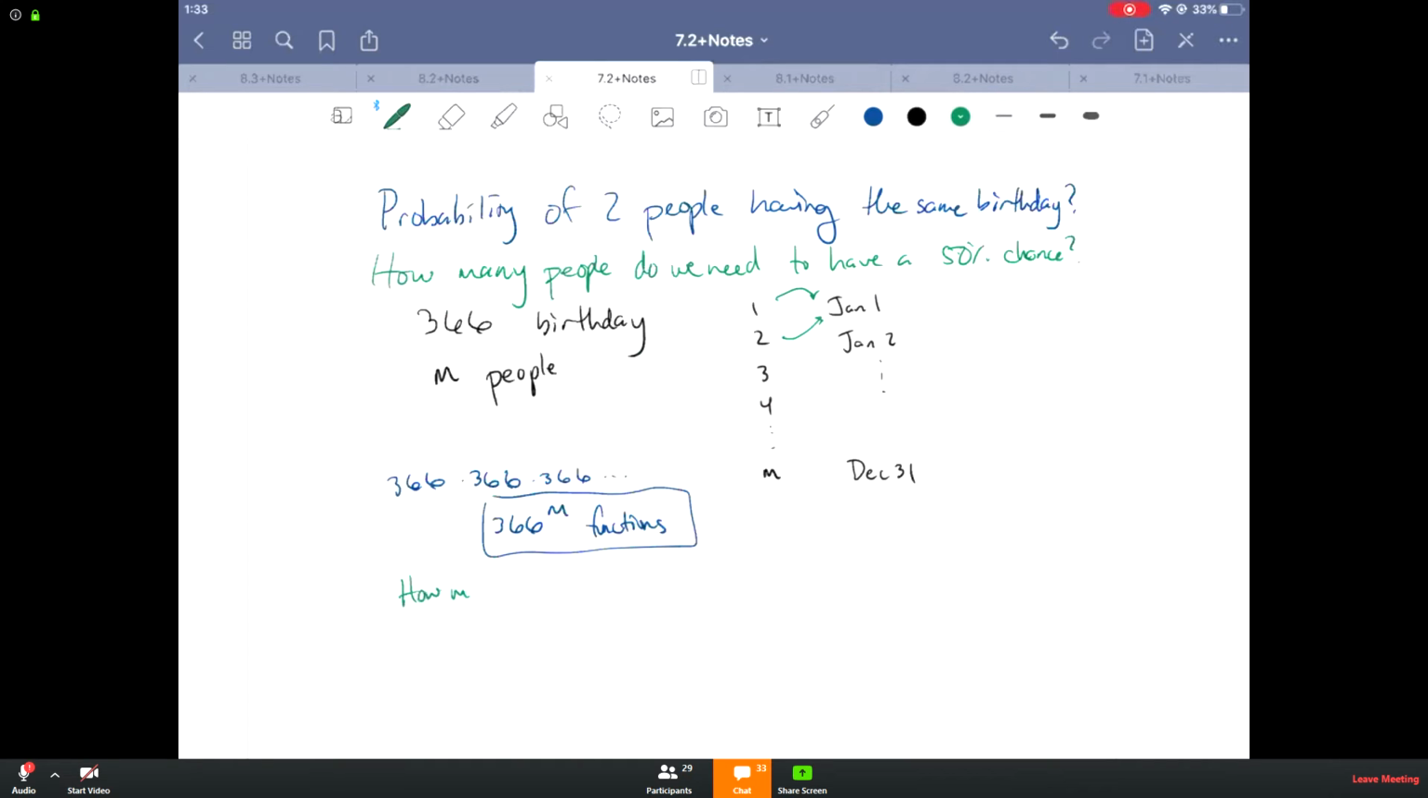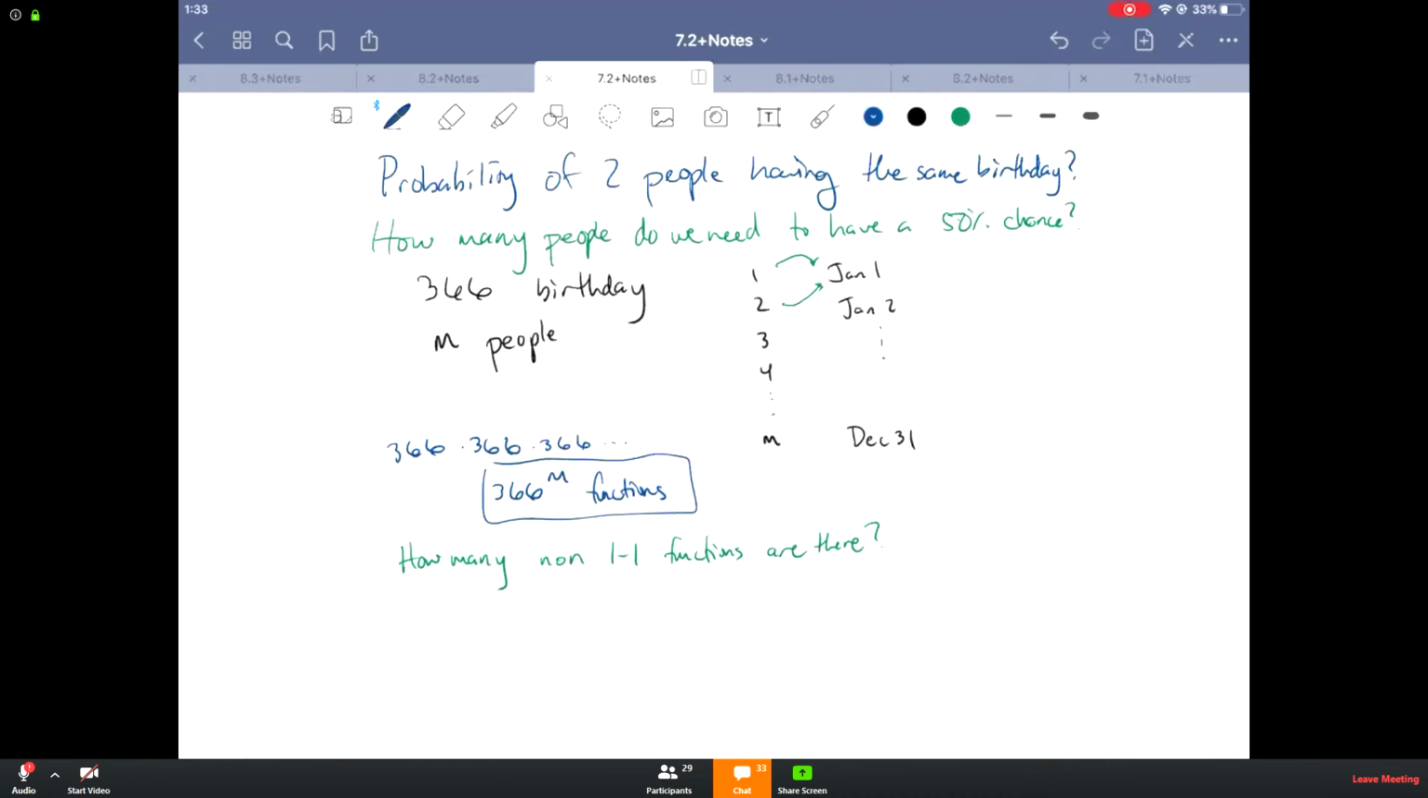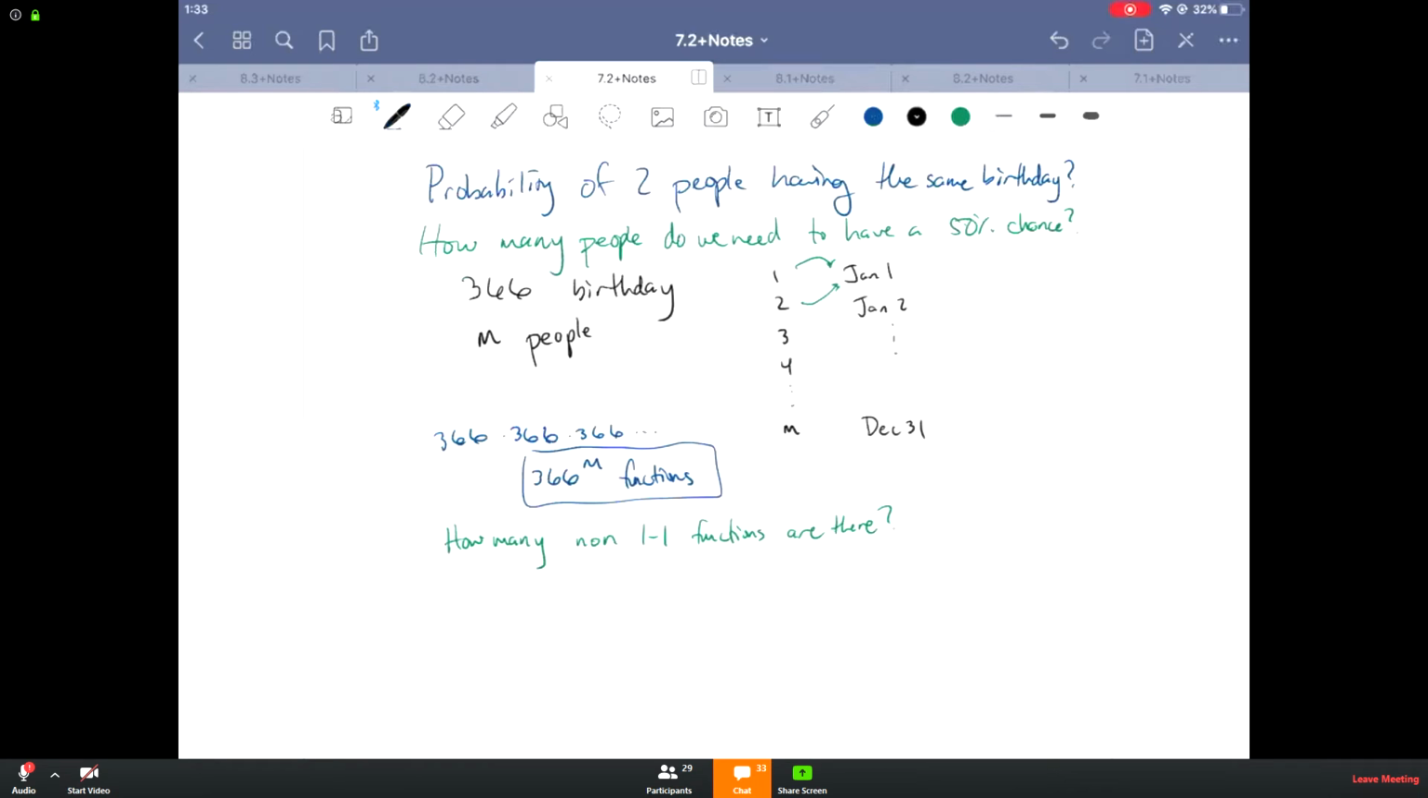So how many non-1-to-1 functions are there? Because in a sense, that's what you want. How many of those non-1-to-1 functions are there? Well, a lot of the times, let's count how many 1-to-1 functions there are. So there are blank number of 1-to-1 functions. Okay, this was also on your test. How did you guys do 1-to-1 functions?